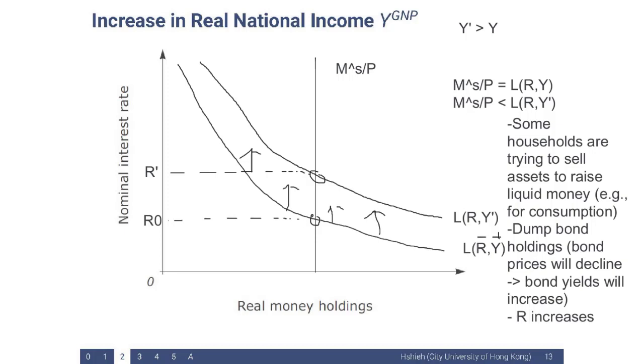What will they do? Well, how do you sell your assets, which most likely will be debt-like, let's assume it is. So they'll dump the bonds. And bond prices will decline.